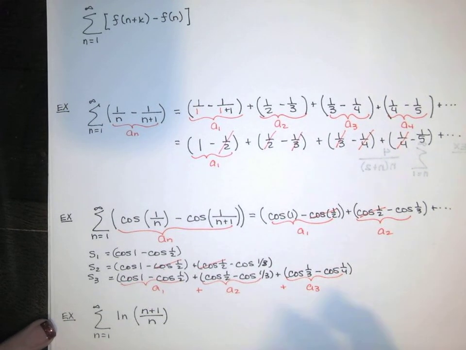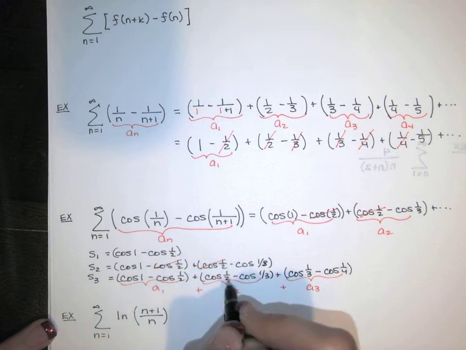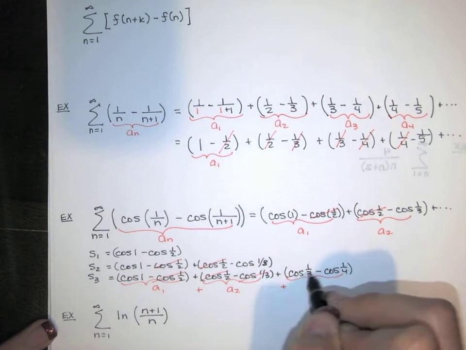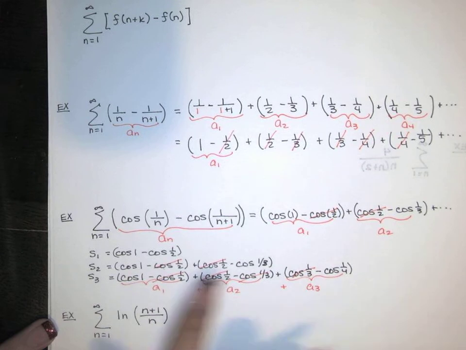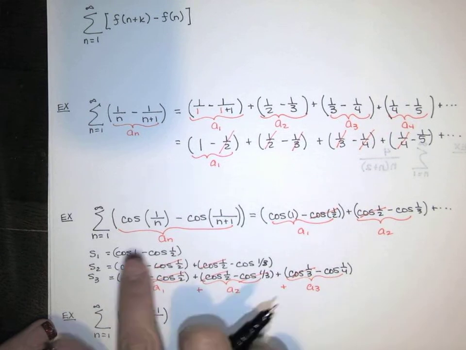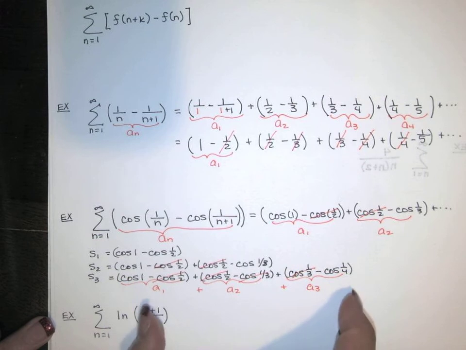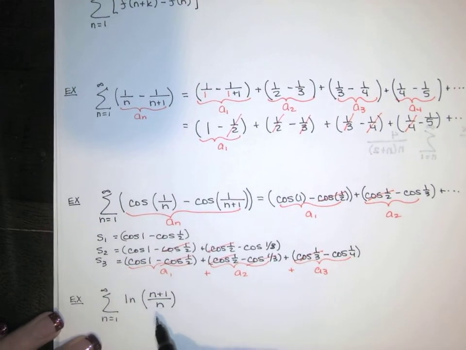Okay, and I've got a negative cosine of 1/2 and a positive cosine of 1/2, and a negative cosine of 1/3 and a positive cosine of 1/3. So I'm left with two terms. So I have two terms every time. So that's what makes this telescoping. The partial sums have a finite number of terms. And this is similar. It doesn't look like it's similar, but it is.